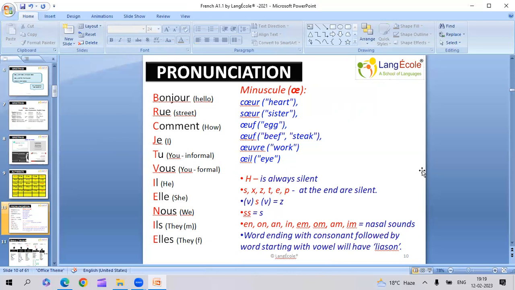Okay. So you can go through it again. You'll have the recording also, and then you can go through the concept of all these. There are lots of things here: alphabets that are silent, how it adds the pronunciation of S, and nasal sounds. All these can have small separate lessons also, which I have tried to include in one lesson here.